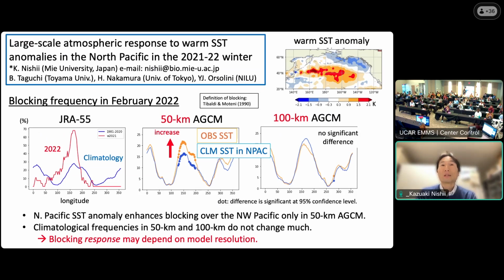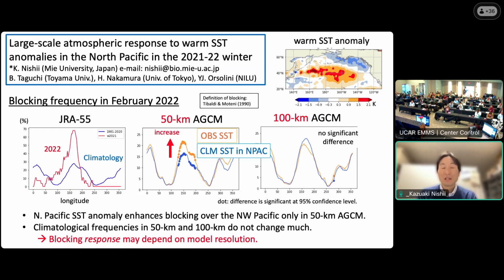And we conducted AGCM experiments with two different SST conditions. One is prescribed with observed SST, and the other is with climatological SST only in the North Pacific. As shown in the middle panel, in the 50-kilometer AGCM, blocking was increased over the Western North Pacific by the warm SST anomaly in the North Pacific.